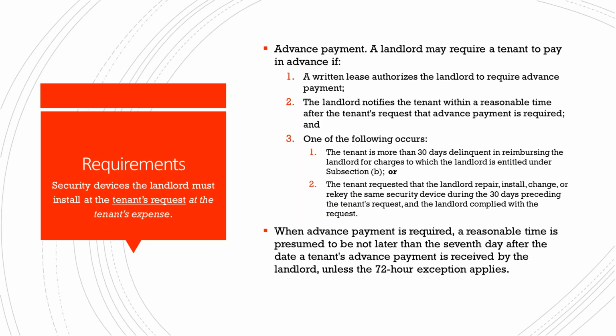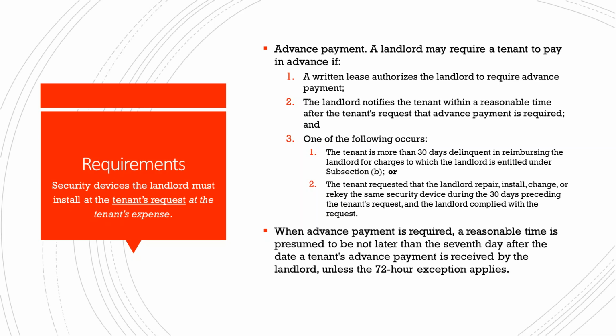That the tenant is more than 30 days delinquent in reimbursing the landlord for charges to which the landlord is entitled under subsection B. What is that? That's talking about repair or replacement because of misuse by a tenant or the tenant's family or a guest or occupant. So that's one of the situations which could trigger advance payment. The other is the tenant requested that the landlord repair, install, or rekey the same security device during the 30-day preceding period, and the landlord actually complied with the request. So you can require advance payment when all of those things are true.